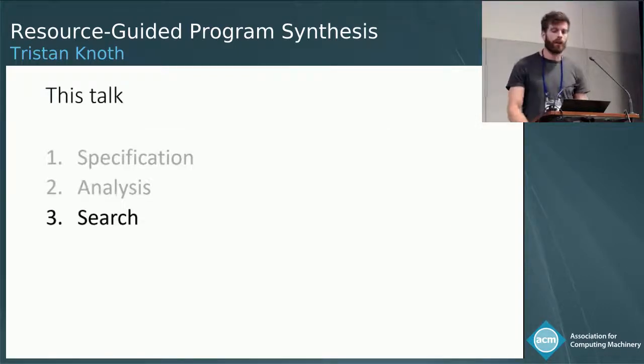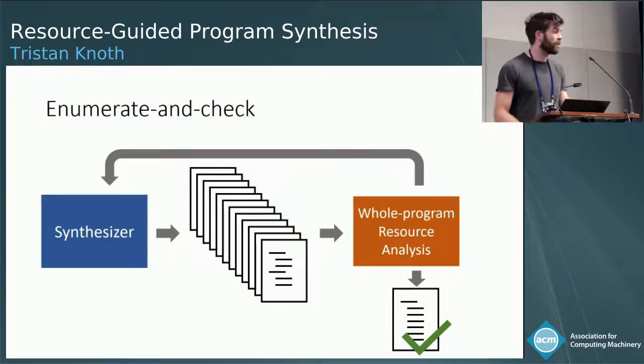So now I've shown you how to automatically verify resource usage. Let's look at what it looks like in the context of search. One naive way to approach this problem might have been to modify any general purpose synthesizer to generate a stream of functionally correct programs until one of them satisfies the resource bound. This would be easy because we could use any synthesizer and any whole program resource analysis, but it's inefficient. We want our analysis to actually guide the search and prune the search space.